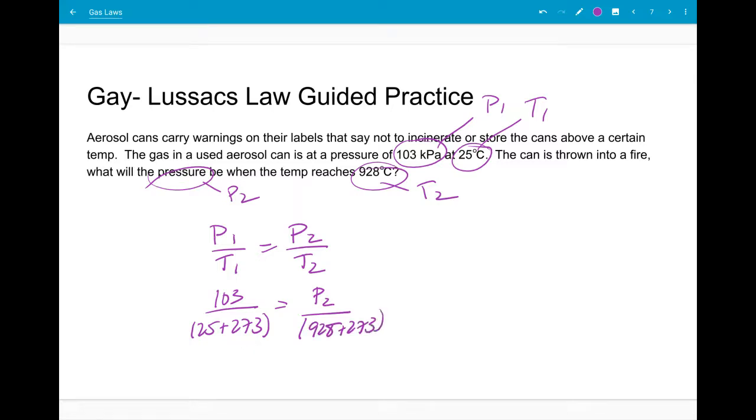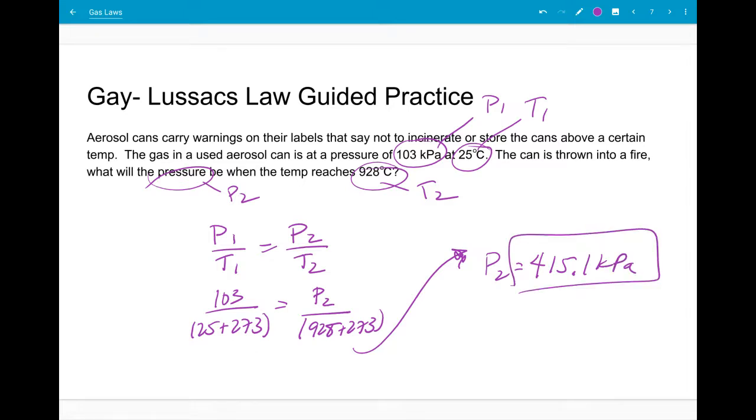Okay. Now, if your final temperature needs to be converted back to Celsius, you do that at the very end after you have solved out the whole problem. So I found that one to be 415.1 kPa.